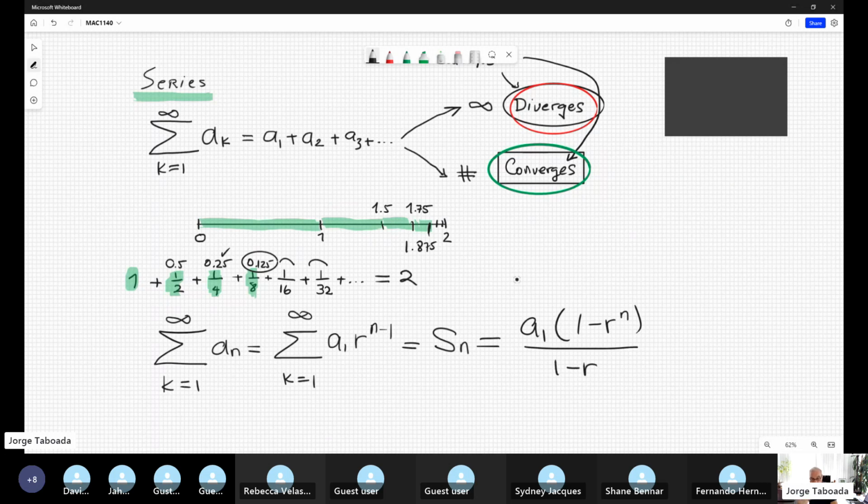This formula allows us to compute the sum when it's not infinity, when it's n, and n is maybe, I don't know, 500. Suppose you need to add 500 terms. No, not one by one. You use that formula, replace n with 500, and compute the rest. a1 is the initial, the first element in the sequence, and r is the common ratio. Okay, it's a formula. What is my problem now?